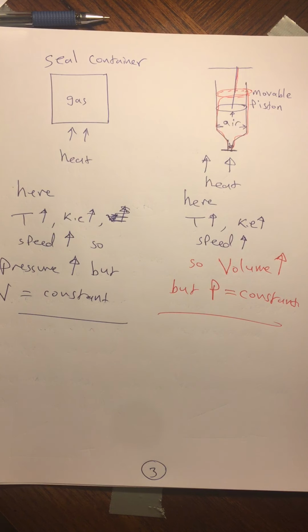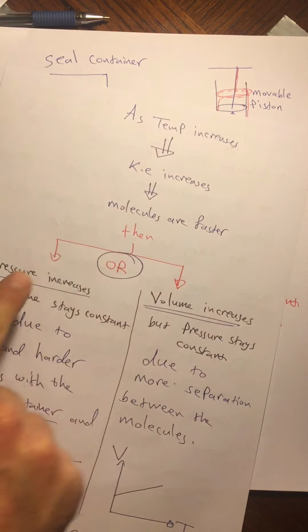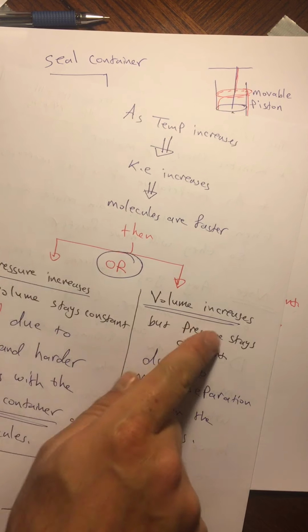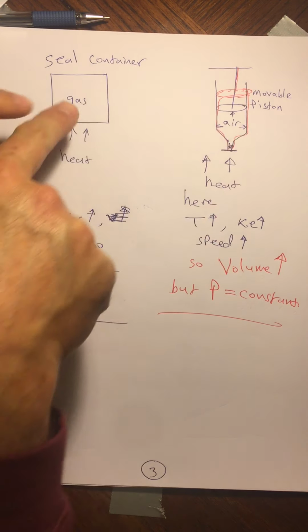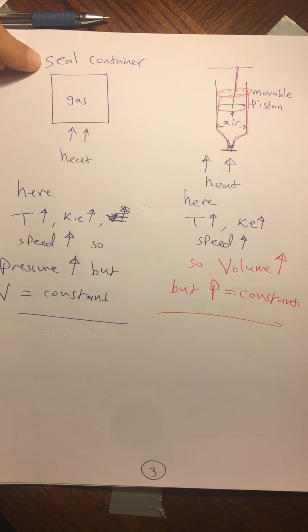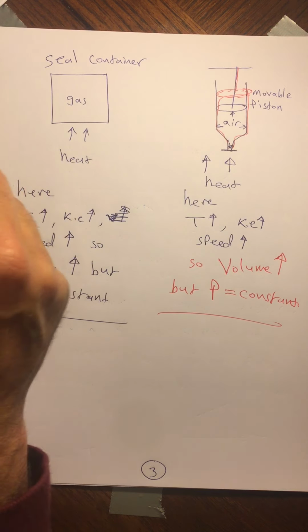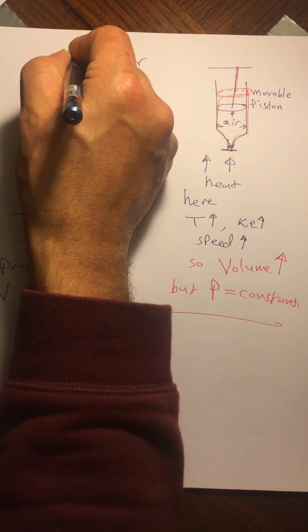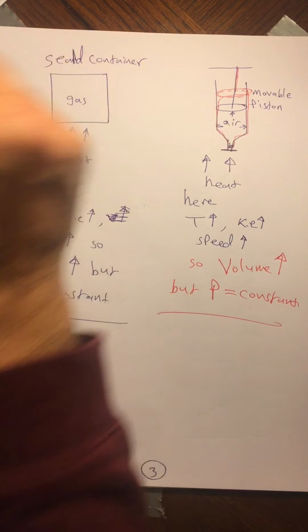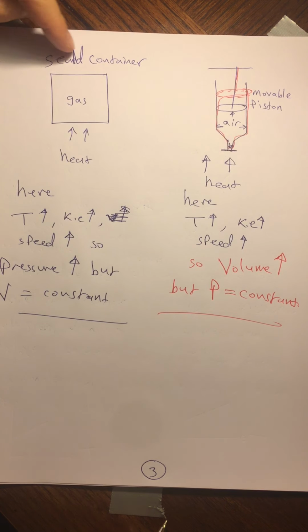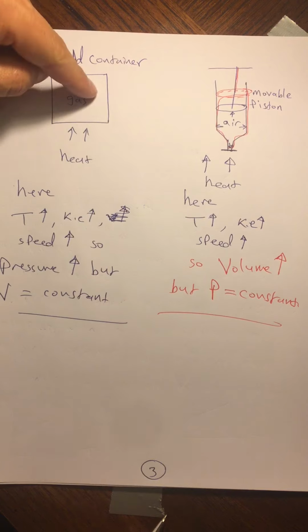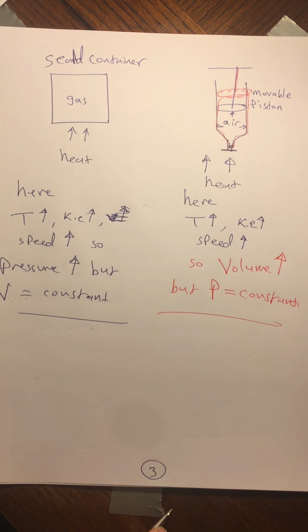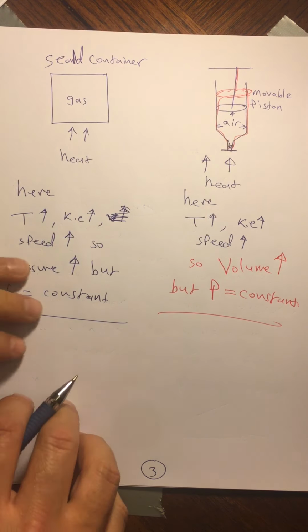So these are the two possibilities that would happen. So what happened after temperature increase? Either this or that, but you can't say "either or", you have to say only one, depending on the case. If you know that it's a sealed container, then it will look like this. If it has a movable piston, it will happen like this.